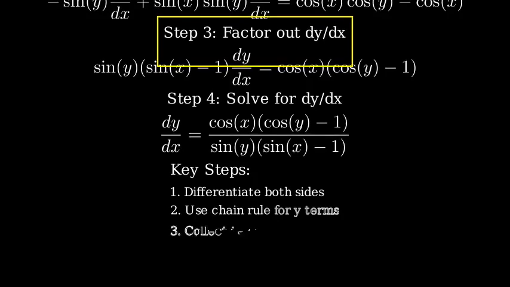And there we have it. We've found dy/dx using implicit differentiation. Remember the key steps: differentiate both sides with respect to x, use the chain rule for terms with y, collect terms, and solve for dy/dx.